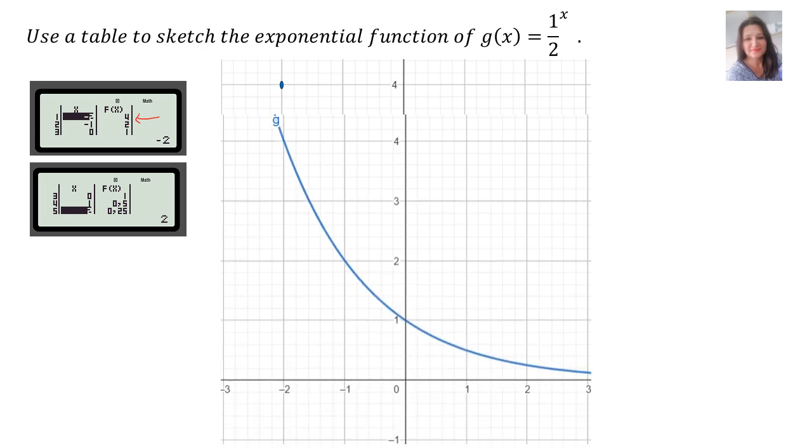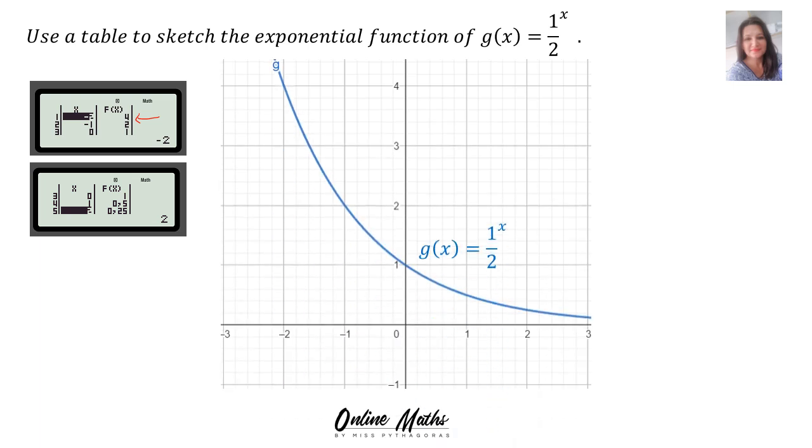And then when I join the dots, there's my graph, and this is the graph of g of x is equal to half to the power of x. A very important point is the y-intercept, which is the point 0, 1, and then my horizontal asymptote, which is the line y is equal to 0, there exactly on top of the x-axis.